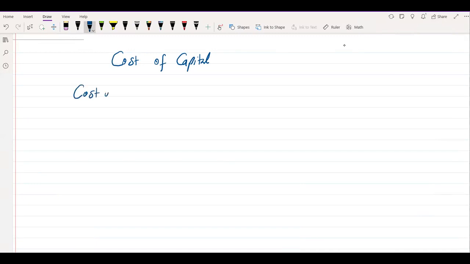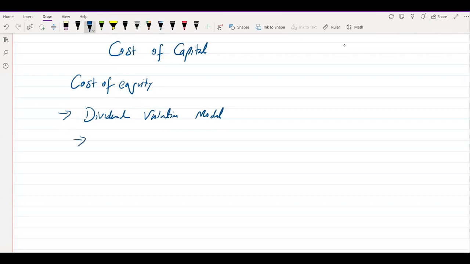Let's start from cost of equity. There are two methods to calculate the cost of equity. First one is dividend valuation model. In dividend valuation model, there are two models. If there is a constant dividend, the formula to calculate cost of equity is dividend divided by ex-market value. Dividend divided by ex-market value, into 100, is equal to cost of equity.